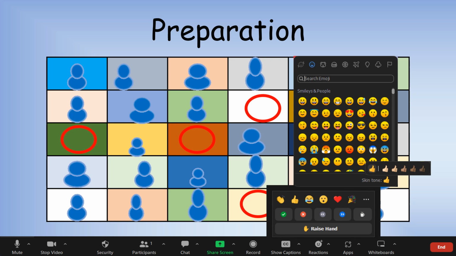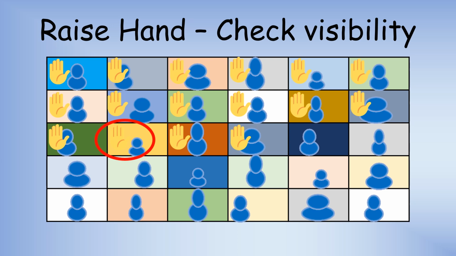You do this by clicking on the Reactions button, then click on the three dots to open the expanded selection tool. Next, click on the skin tone symbol. In the previous conference, everyone was asked to set their hand color to bright yellow. Try raising your hand during a Zoom session to see if your hand is visible. Check to see if your hand color is clearly visible against your background.